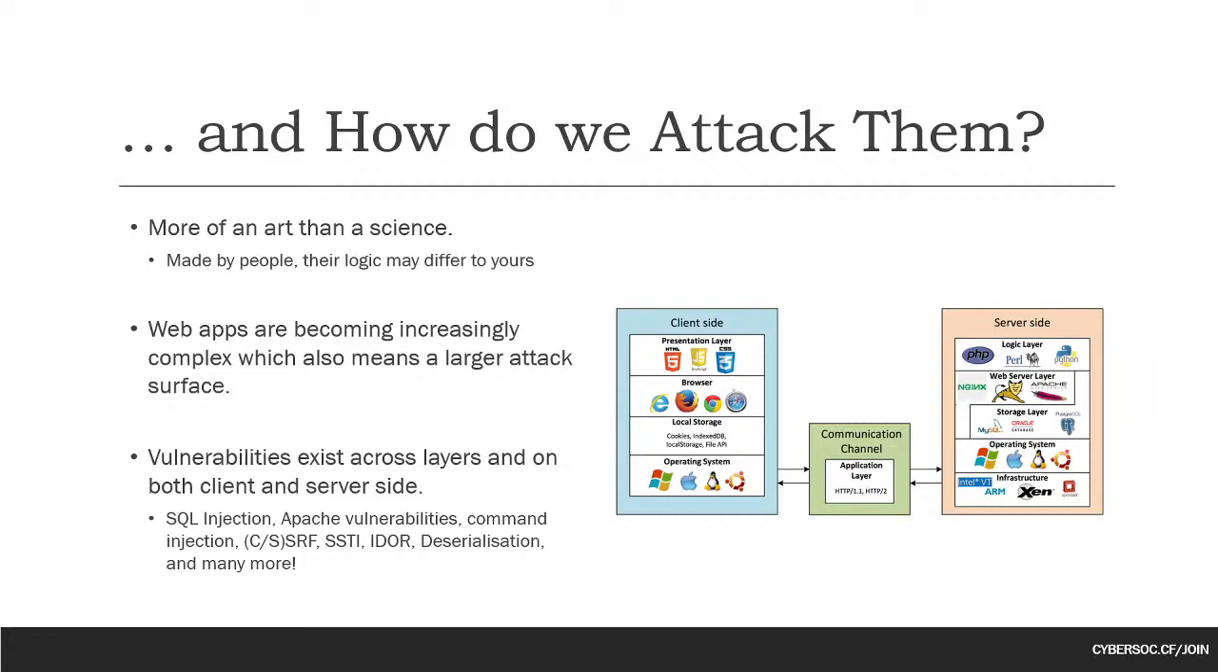For example, on the storage layer, we've got SQL injection, which we'll be covering today. We've got Apache web server vulnerabilities, and command injection, which goes from the logic layer down to the operating system. We've got client and server side request forgery, which is essentially getting a client or a server to produce a request it normally wouldn't. We've got server side template injection.